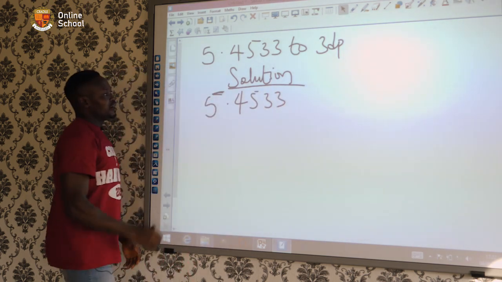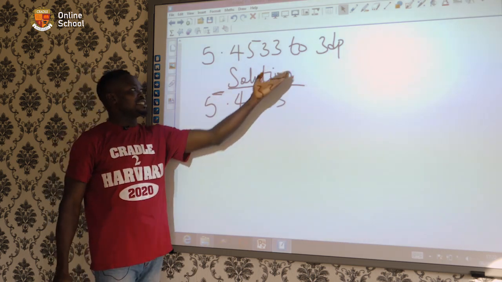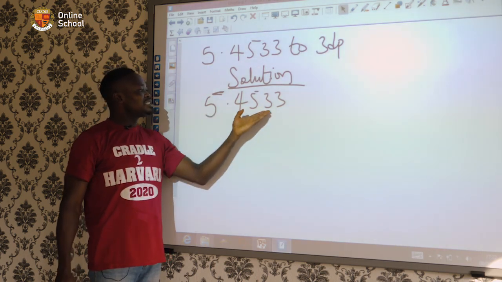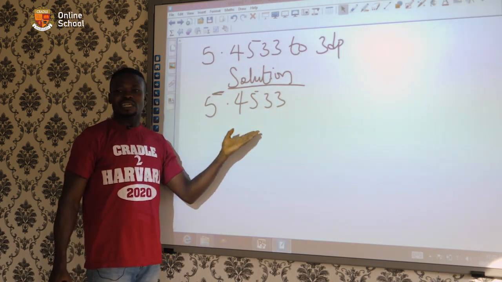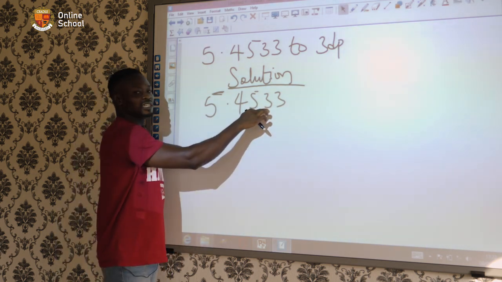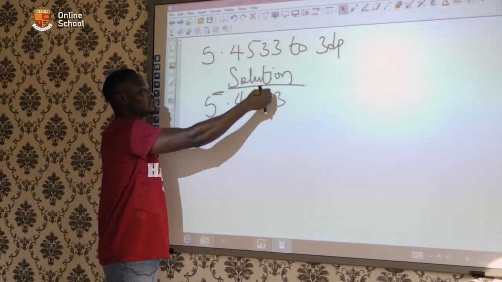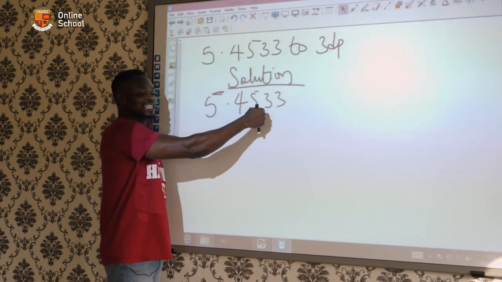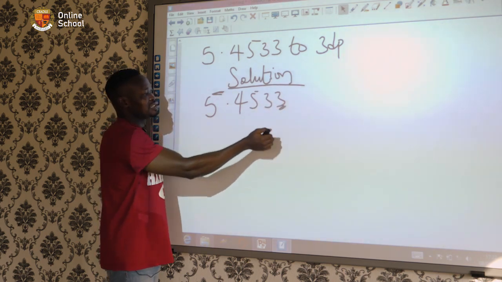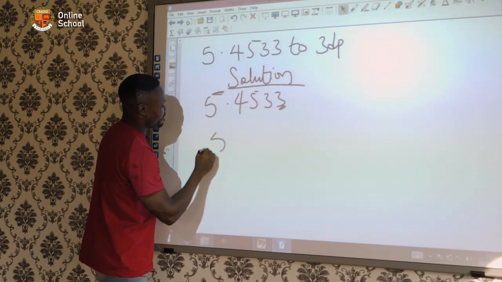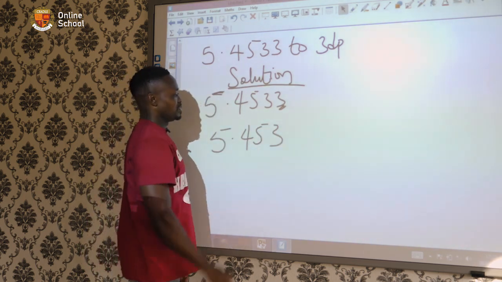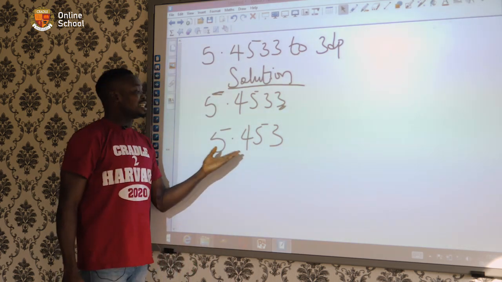5.4533. Now, since we want to write it in 3 decimal places, you have to consider the 3 digits after the decimal. What are the 3 digits after the decimal? We have 4, 5, and 3. Then you consider the 4th digit. If it's up to 5, you approximate it to the next one by adding 1 to the next digit. But since 3 is less than 5, our answer will be 5.453. Are you following? You consider it's very, very easy.